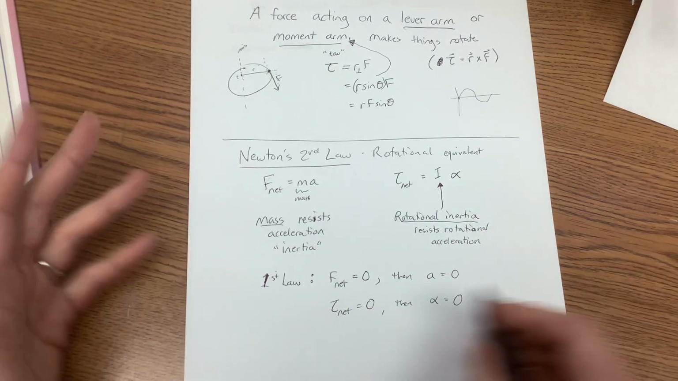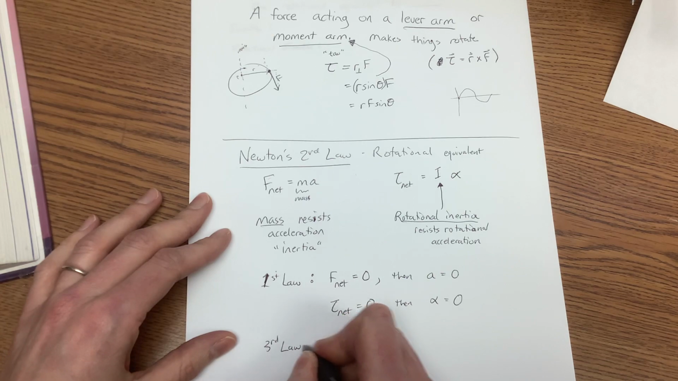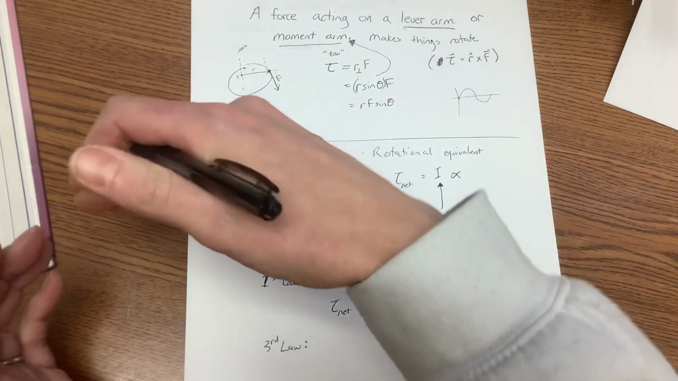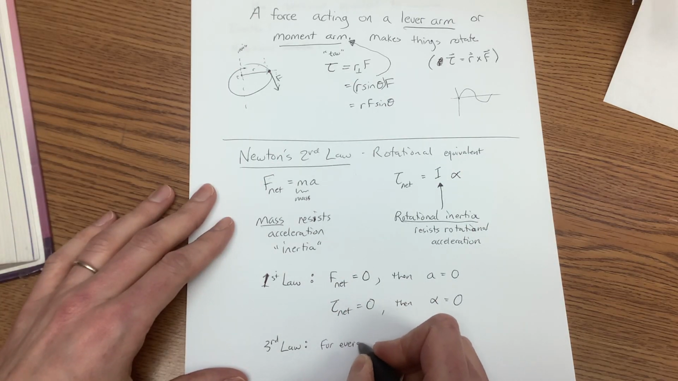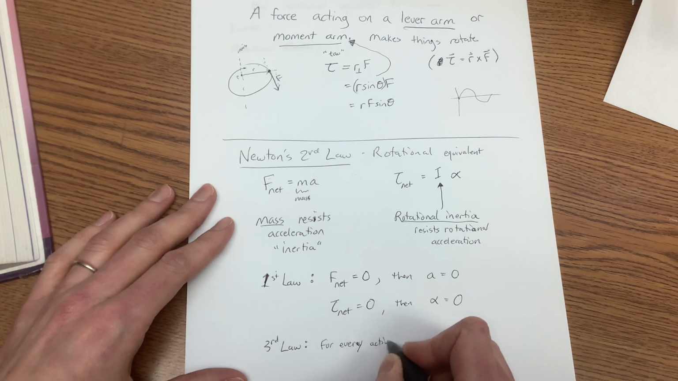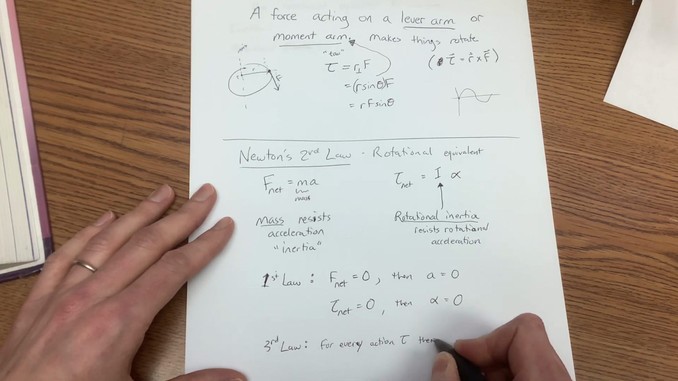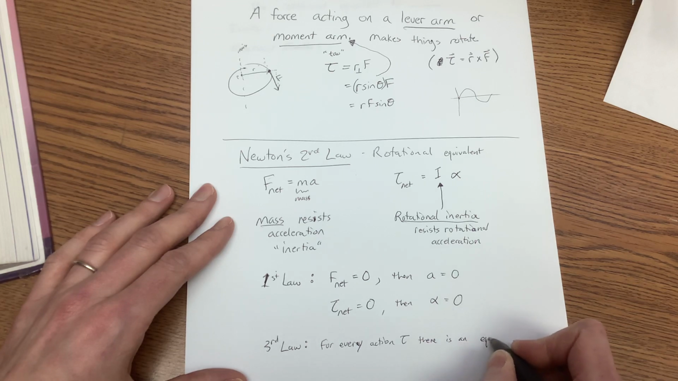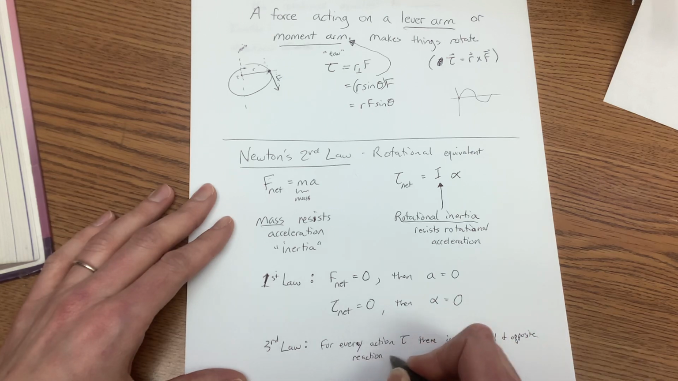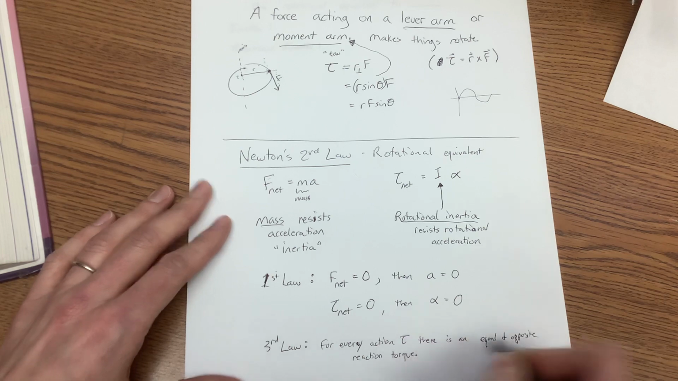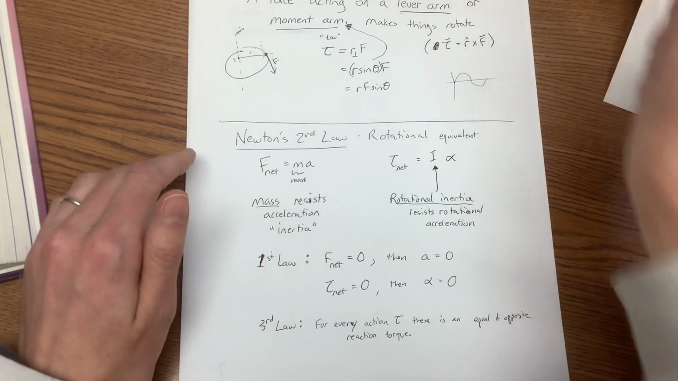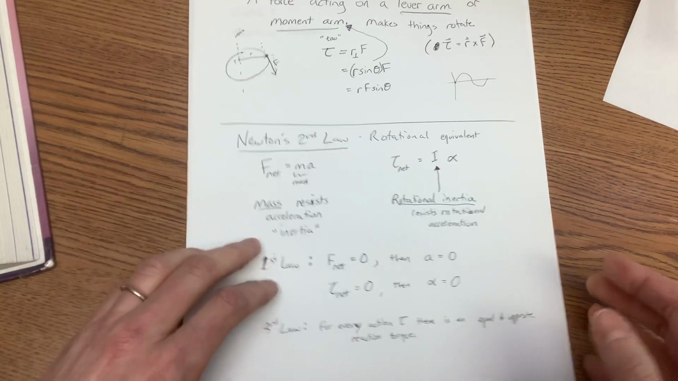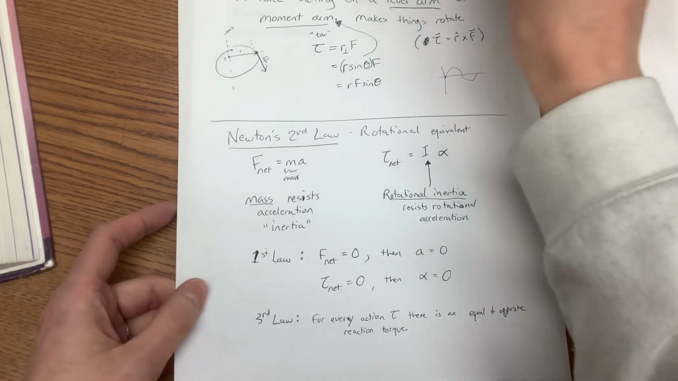There's also a third law equivalent: for every torque this way, there's a torque that way. So for every action torque, there is an equal and opposite reaction torque. If you've ever tried to spin something and found yourself spinning in the opposite direction, that's what you are experiencing. So let's talk a little bit more about rotational inertia.